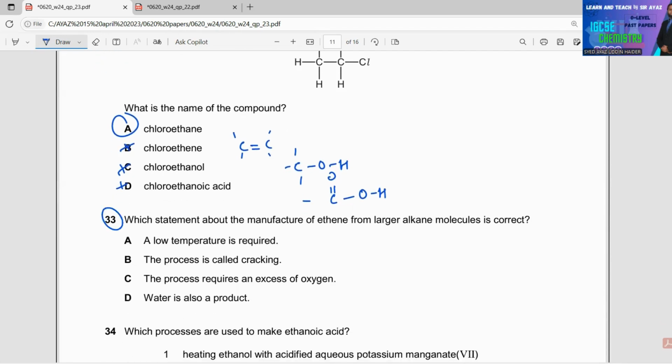33. Which statement about the manufacture of ethene from large alkane molecules is correct? A low temperature is required, which is incorrect. It involves either thermal cracking or catalytic cracking. If you want to manufacture ethene from large alkane molecules, it is either thermal or catalytic cracking. So this is incorrect. The process is called cracking, this looks correct to me. C, the process requires oxygen. No, it's not a combustion reaction. We are cracking the large alkane molecules. D, water is also a product. This is also incorrect. B must be the right answer in this case.